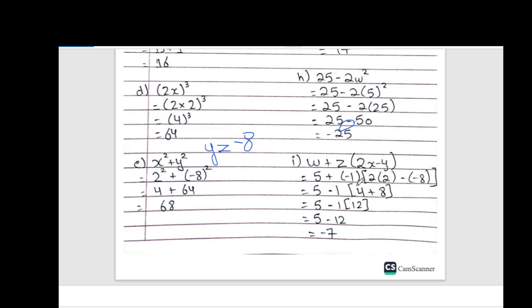5 as it is. First we will solve the bracket. 4 plus 8 is 12. 12 into minus 1 will be minus 12, and then 5 minus 12 will be minus 7.